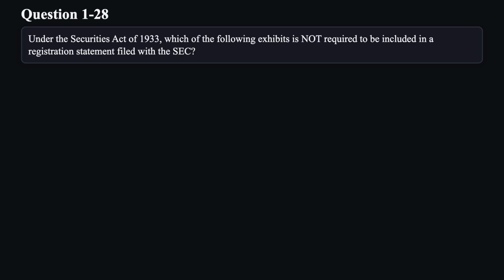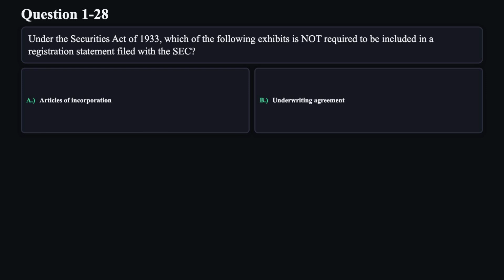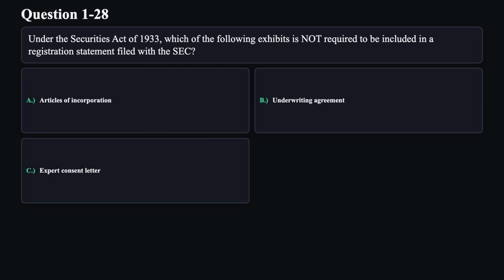Question 28. Under the Securities Act of 1933, which of the following exhibits is not required to be included in a registration statement filed with the SEC? A. Articles of Incorporation. B. Underwriting Agreement. C. Expert Consent Letter. D. Corporate Bylaws.